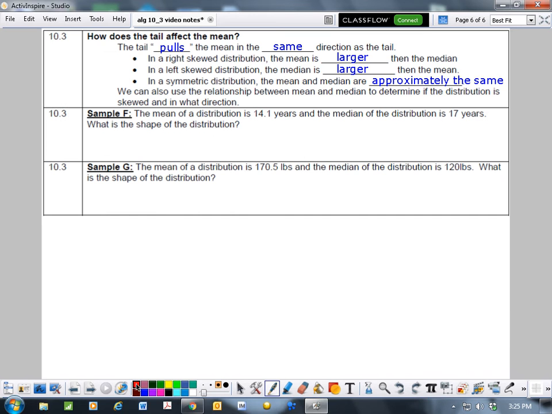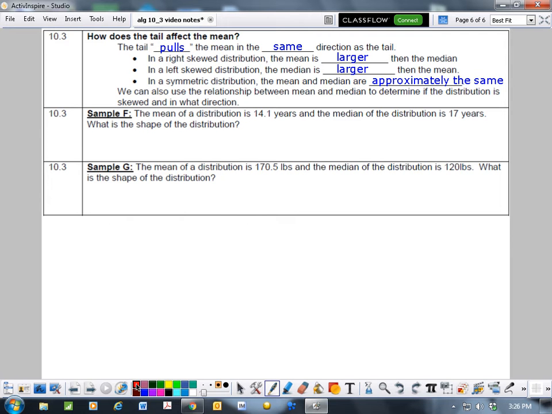Okay, and our last thing is how does the tail affect the mean? The reason why we don't like using the mean with skewed data is because the tail pulls the mean in the same direction as the tail. So the mean all of a sudden isn't accurate anymore. And so in a right skewed distribution, the mean is larger than the median because the mean is towards the right-hand side, which is the larger numbers.